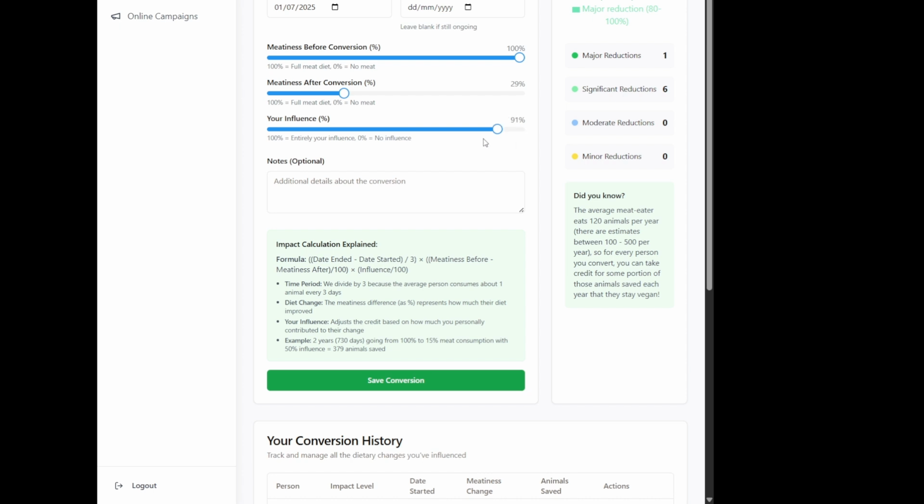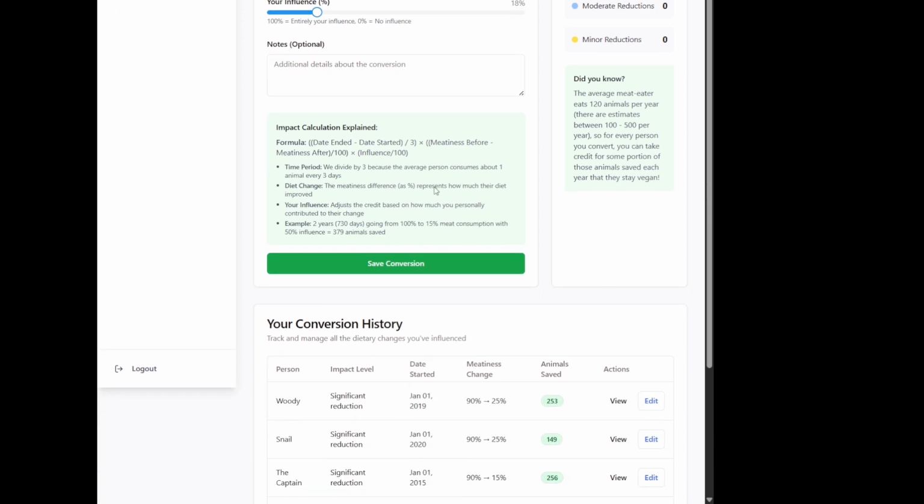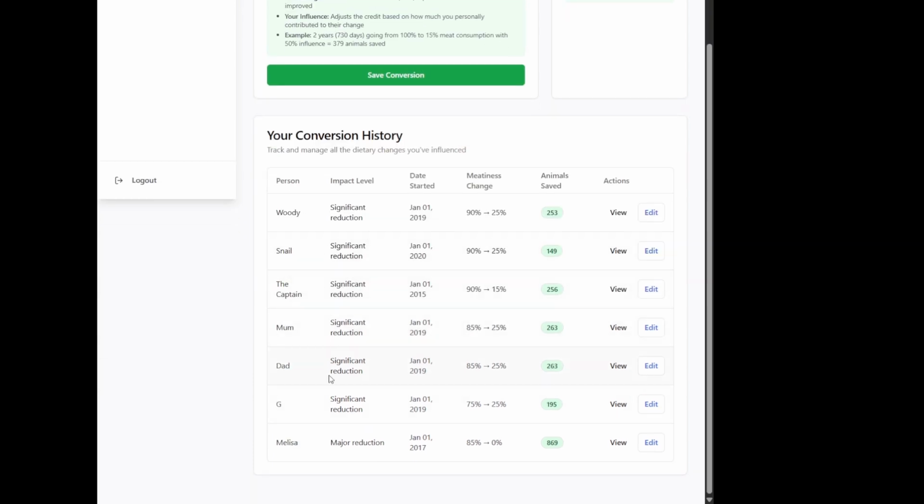Was it 100% up to you? Were you one of several factors? Maybe you can take 20% credit, something like that. These are all my mates who I've got to go various levels of vegetarian. So that's sort of counted up.